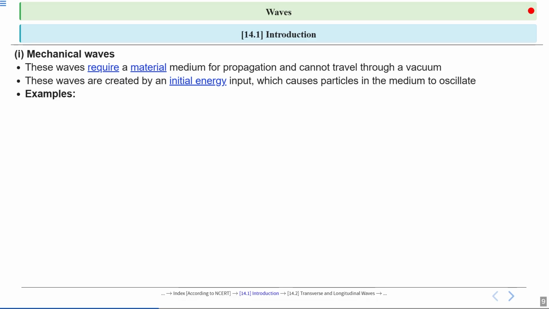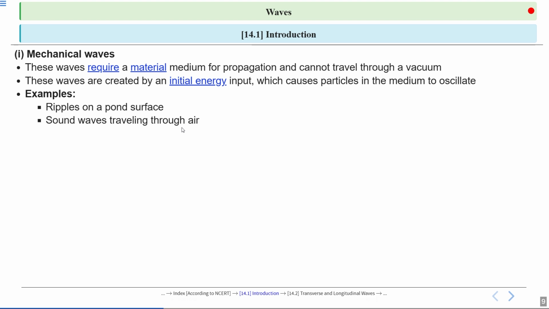Now let's look at some specific examples of mechanical waves. The first example is ripples on a pond surface. When you throw a pebble into water, the disturbance spreads out as waves in an outward direction. Here the water acts as the medium and the energy from the pebble causes the water particles to move up and down, creating visible ripples.